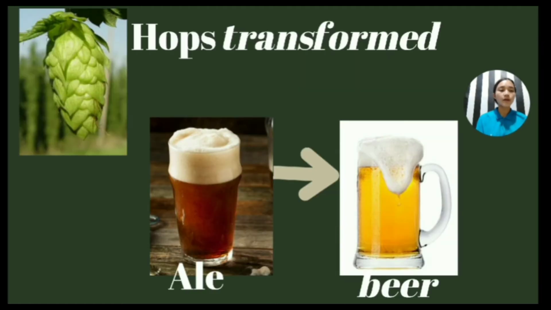And also, hops transform ale into beer. So, kanang hops, muna siya ang green cone-shaped flowers that contains acids and oils that impart bitterness, kanang pait, flavor, and stability to the finished beer. So, kanang ale, muna siya ang type sa beer.